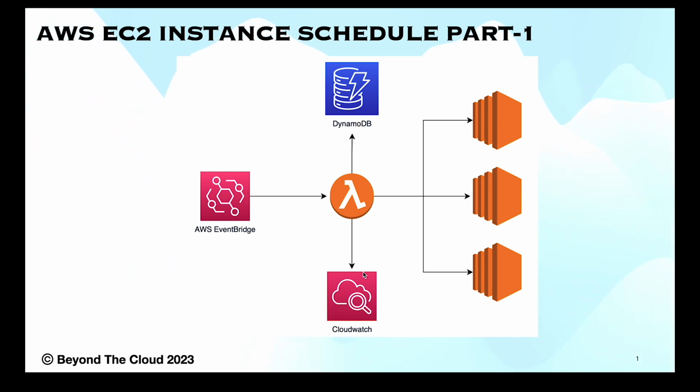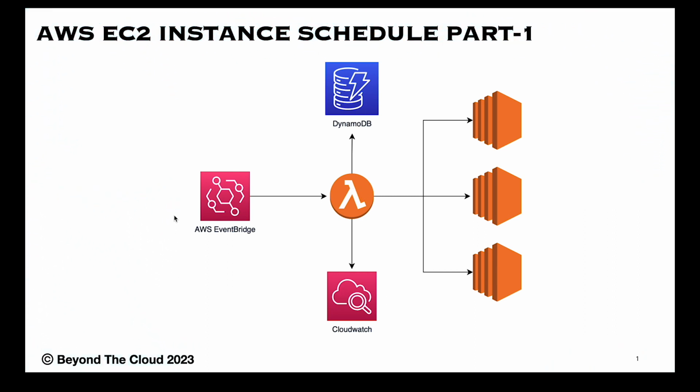The CloudWatch log is also kind of optional. You can enable it, but if the Lambda is running, CloudWatch logs will be enabled anyway. We all know that Lambda puts everything into CloudWatch, so the CloudWatch logs will be there.